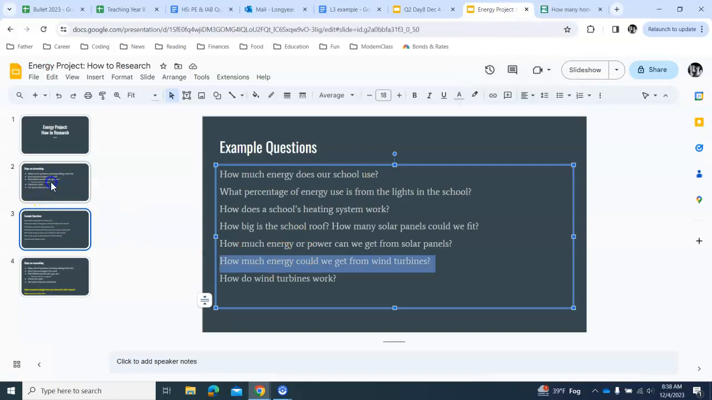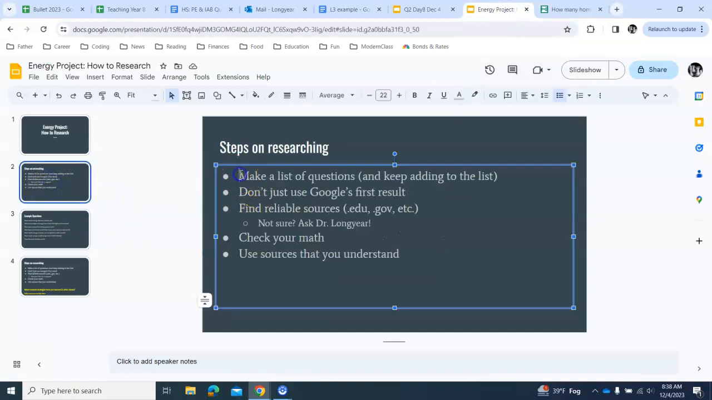Okay, so let's just revisit this list here. I have my list of questions. I went to Google, but I didn't just use the first result. I tried to find a reliable source like a .gov, and then there is some math that I might have to do to try to understand that number, to figure out how big is that number and what does it mean. And I think I used a resource that I understand because I know some of these terms.